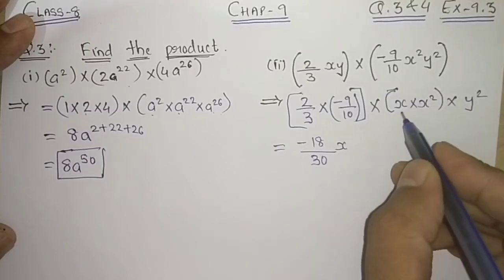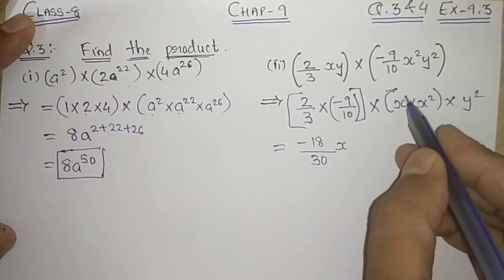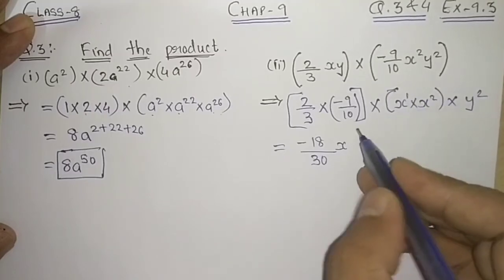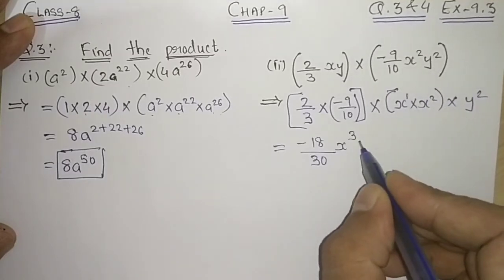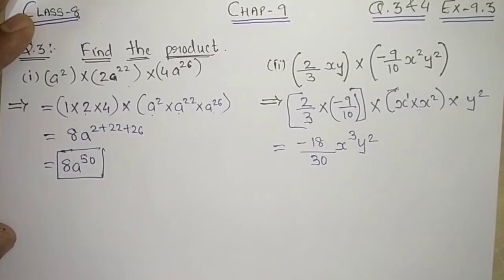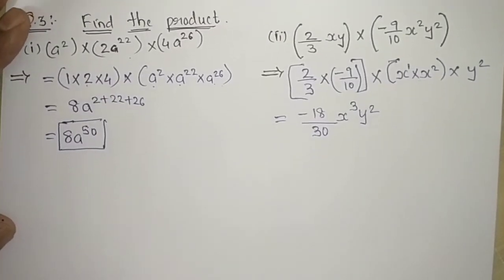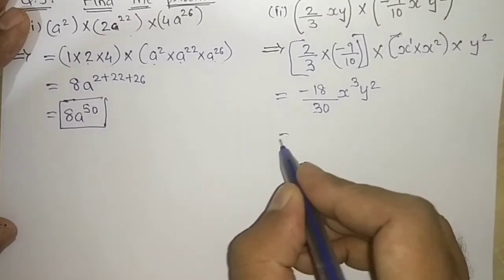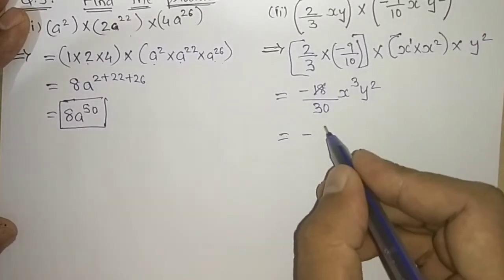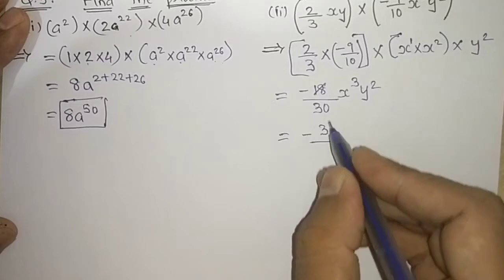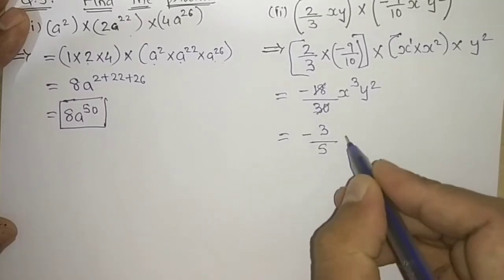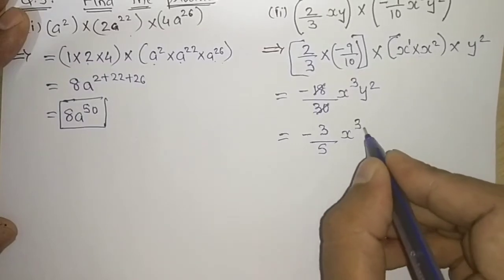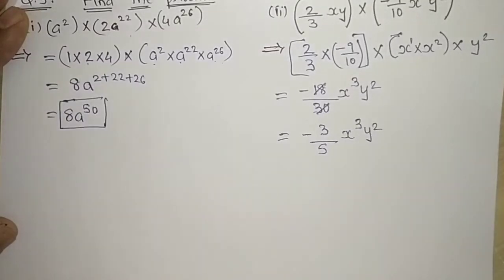X bases are same, so we will add powers. Power of x is 1 and 2, so we will get x raised to power 3 and y raised to power 2. I can see both of them go in the 6 table, so I will write 6 3s are 18 and 6 5s are 30. So I will get minus 3 divided by 5, x raised to power 3, y raised to power 2.